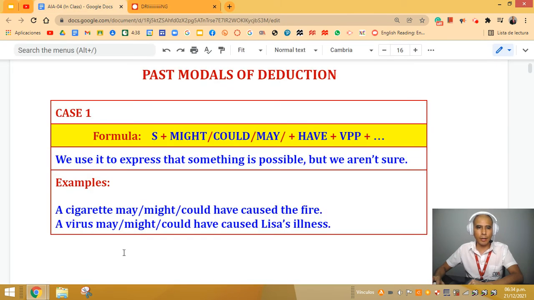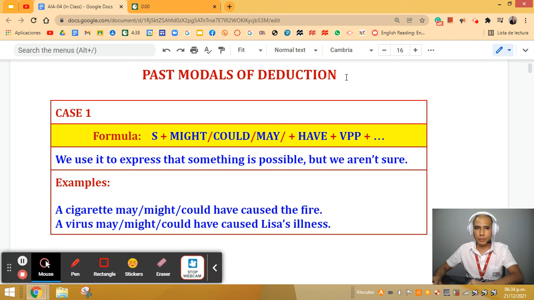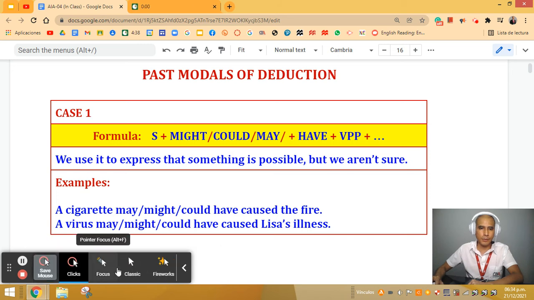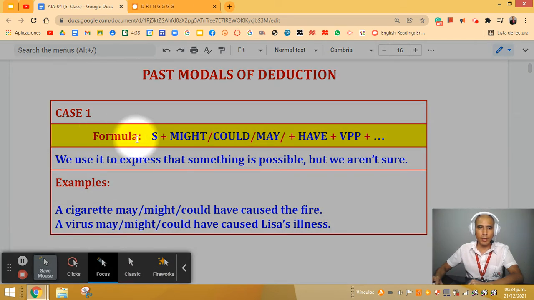As you can see here, we have the following past modals of deduction. Here we have case number 1. Here we have the formula, as you can see it. In the formula we have subject plus three options. We can use might, we can use could, may, plus have, and plus the verb in the past participle, plus something else. Okay, when do we use this first case?